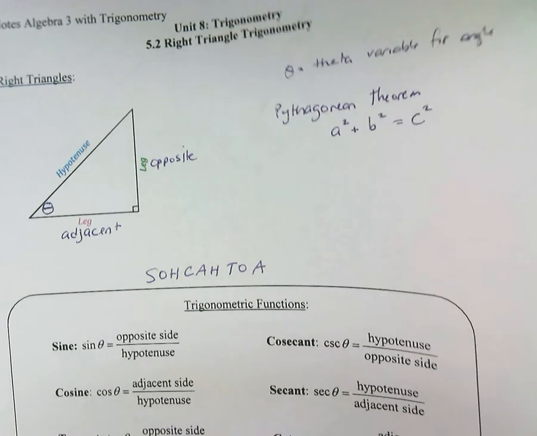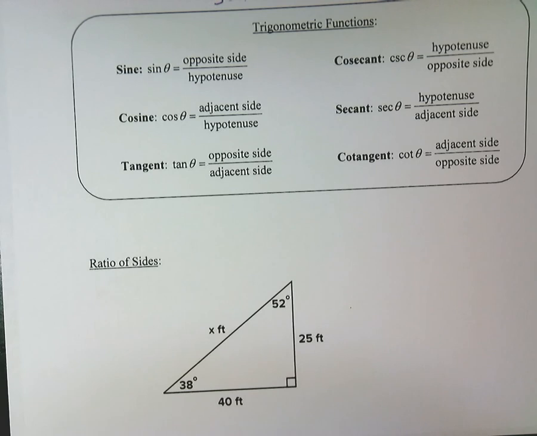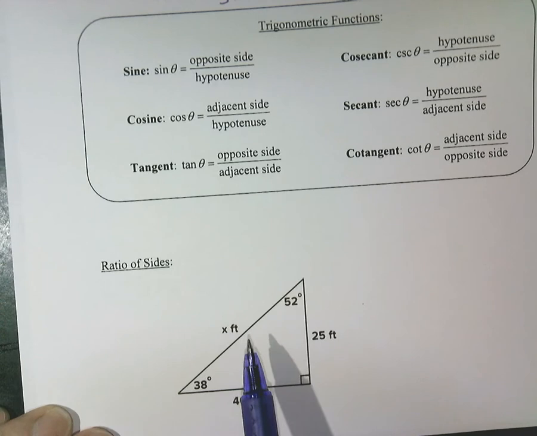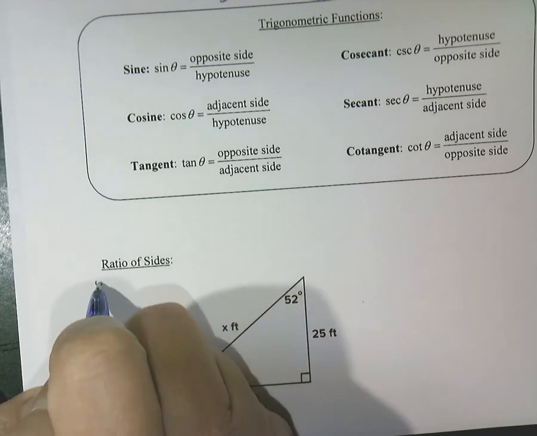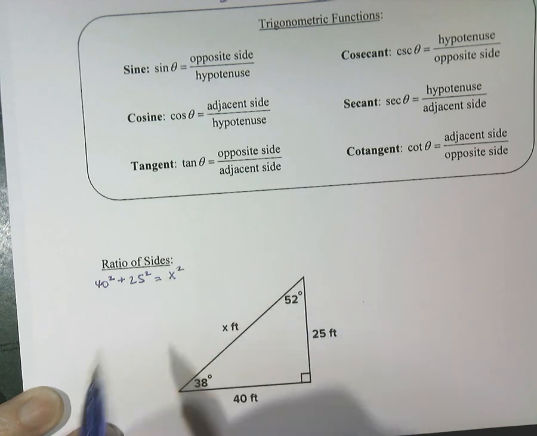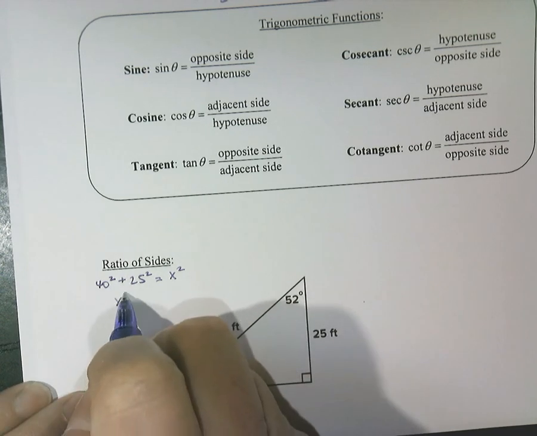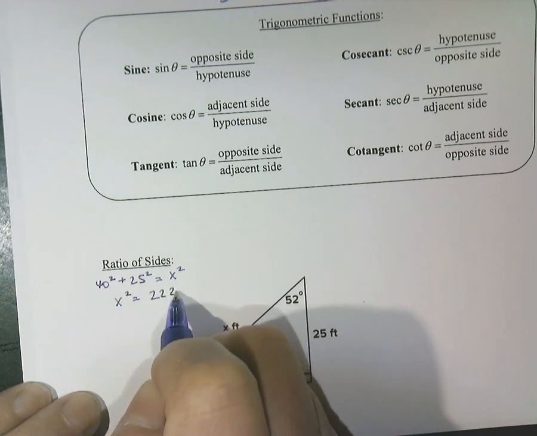So my example down here is a triangle where one side is 40 feet, one side is 25 feet, and I don't know the other side. So I'm going to use the Pythagorean theorem. I know that 40 squared plus 25 squared is equal to x squared. 40 squared plus 25 squared is going to equal 2,225.